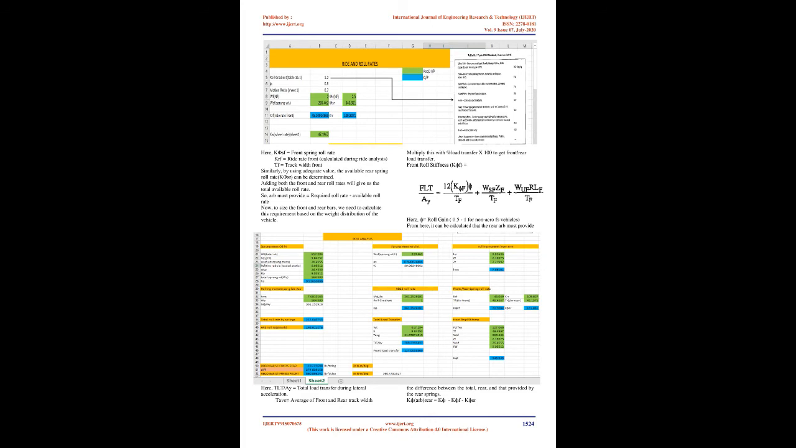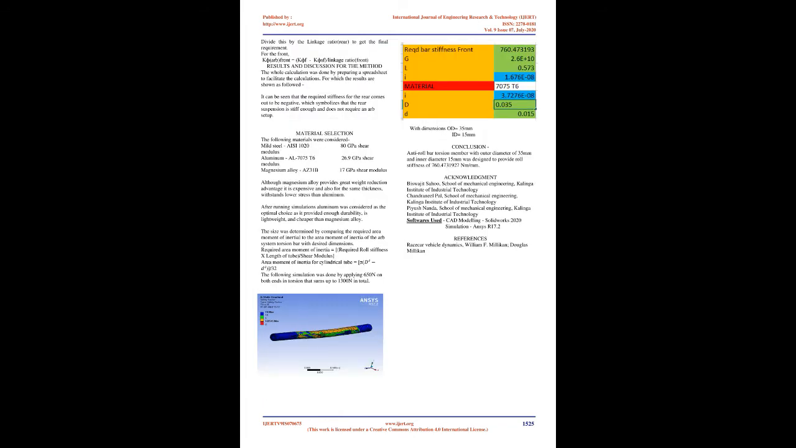From here, it can be calculated that the rear ARB must provide the following. Here, TLT equals total load transfer during lateral, the difference between the total, rear, and that provided by acceleration. KSR is the rear springs. TAV equals average of front and rear track width. K ARB rear equals KR minus KSR. Divide this by the linkage ratio, rear, to get the final requirement. For the front, K ARB front equals KF minus KSF, divided by the linkage ratio, front.